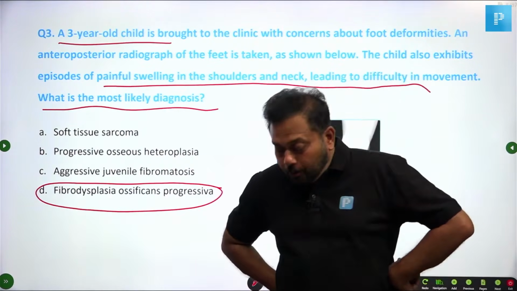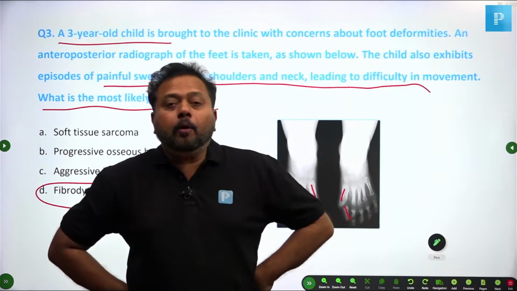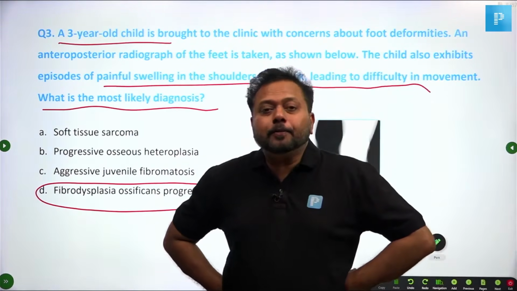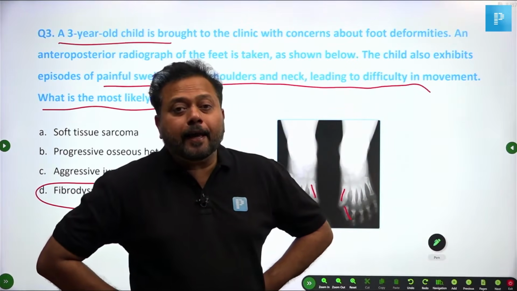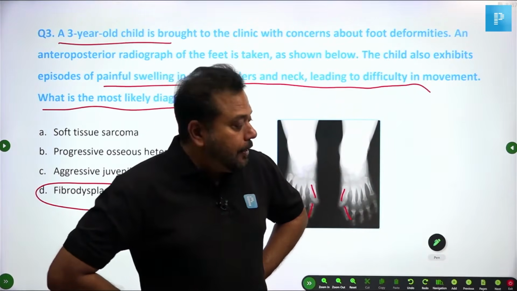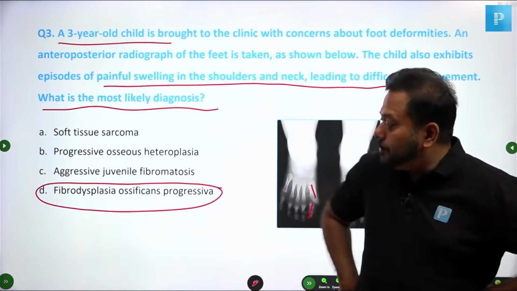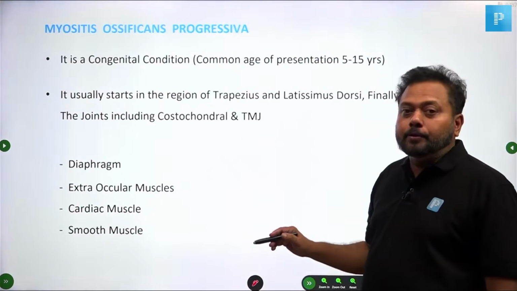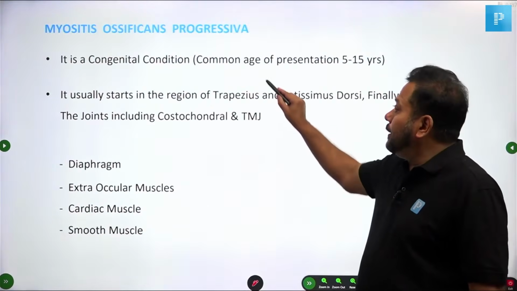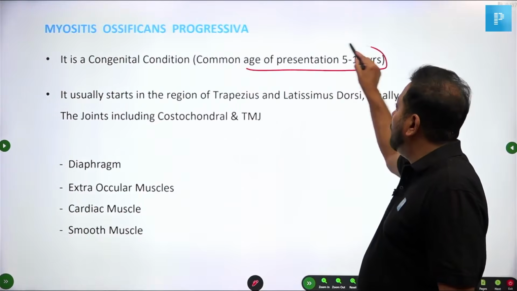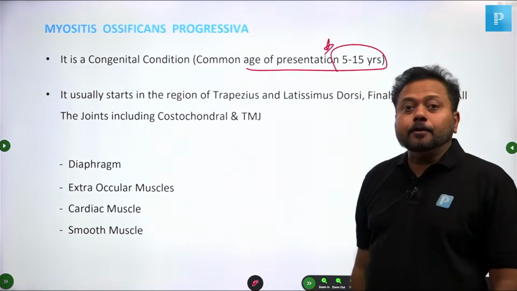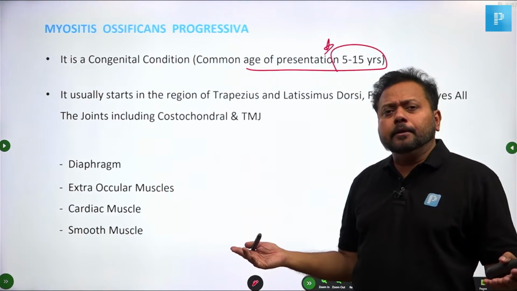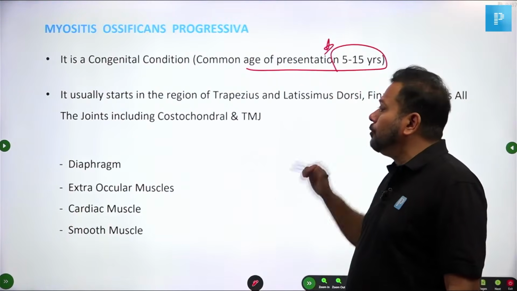Myositis ossificans traumatica is a traumatic, acquired condition. Myositis ossificans progressiva is a congenital condition. You should know certain things about it. It is common in the age presentation of 5 to 15 years. In myositis ossificans traumatica, it can occur anytime, for example when they go to a traditional bone setter, that is going to be a problem. So this one is 5 to 15 years.